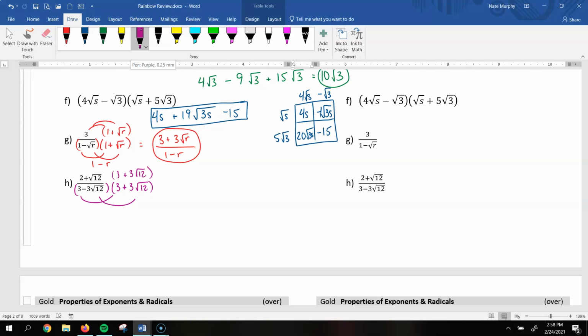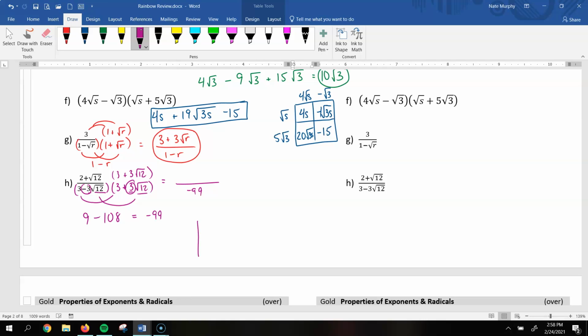Now, this is going to be tricky. 3 times 3 is 9. Now, square root of 12 times square root of 12 is 12, and then times 3 times 3 is 9. And it's also going to be a negative 3 times 3, so it's going to be a negative 9. But we're going to have negative 9 times 12, which is 108. So we have 9 minus 108, which is negative 99. So our denominator is negative 99.